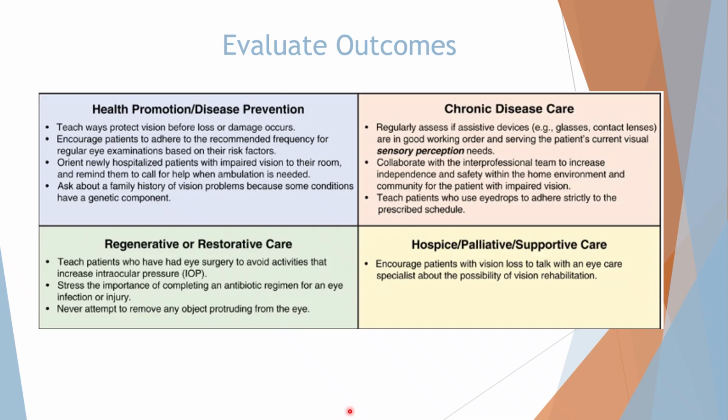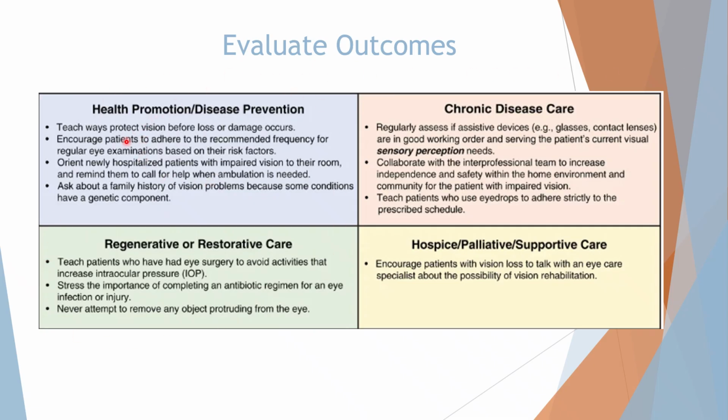So these are your kind of overview. So for our outcomes, we want them to be stable and able to perform ADLs. We want them to adhere to medication regimens and proper administration techniques, follow-up care. We want them to have a reduction in symptoms like pain, redness, and visual disturbances, and confirm that the patient knows when and where to report new or worsening changes.